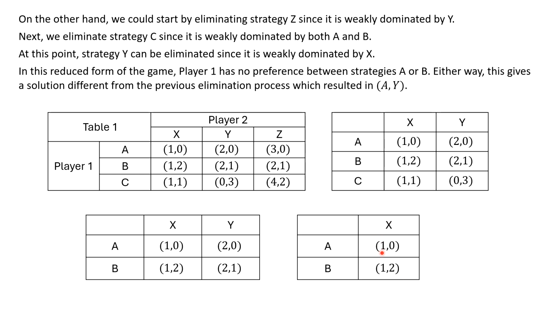Player 2 has to play X. That's the only thing left. And then player 1 is happy with either A or B because they have a payoff of 1 in either case. So we kind of get two possible solutions here. If you recall from the previous slide, we didn't get either one of these. We got 2-0 as the solution. So you run into these problems when you need to use weakly dominated strategies in order to do your reduction.